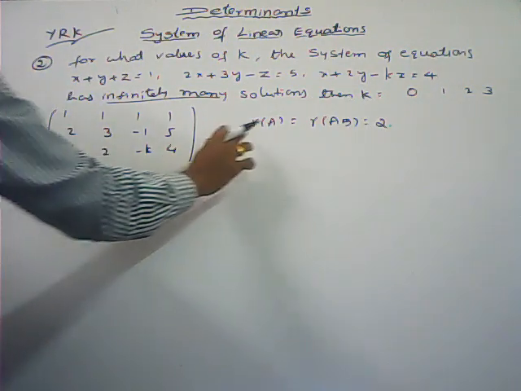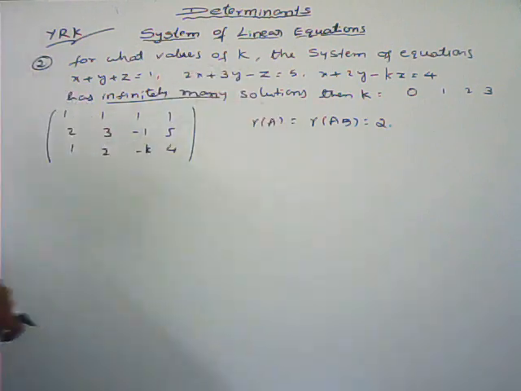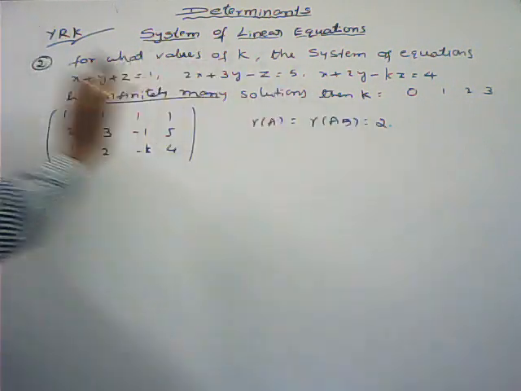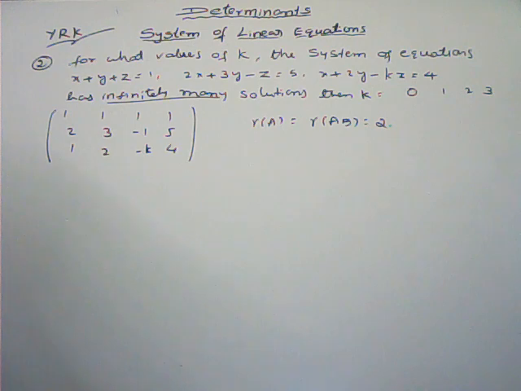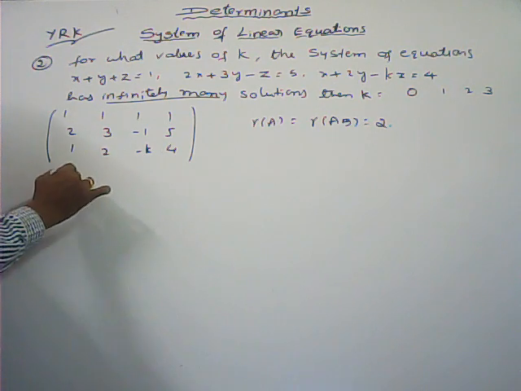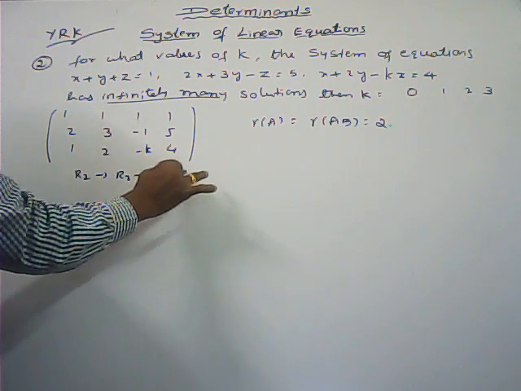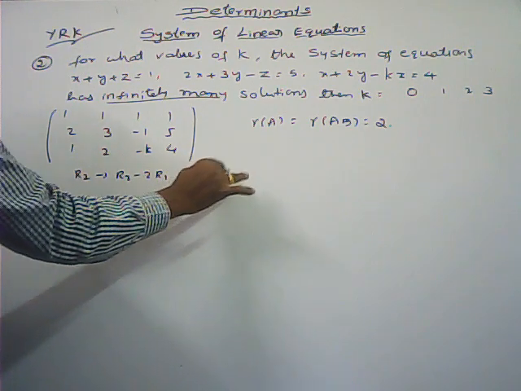No solution means the rank of A is not equal to the rank of the augmented matrix. A unique solution means the rank of A is equal to the rank of the augmented matrix, both equal to 3. That's enough. Now we have to convert into echelon form. This is the leading coefficient. By using this element, we should get zeros in these two places: R2 goes to R2 − 2R1 and R3 goes to R3 − R1.